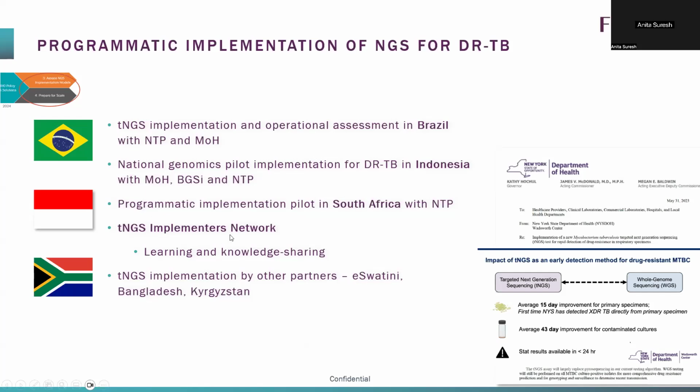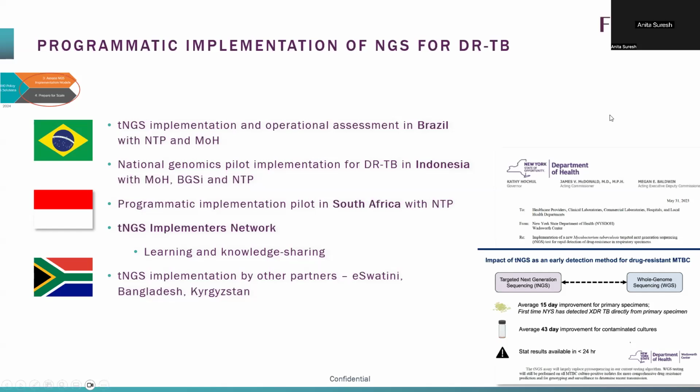We also have a larger implementers network focused on the TB work to essentially be able to share some of these learnings, because there's a number of countries either implementing or doing an implementation pilot and wanting to then run it programmatically. There's countries like Eswatini, Bangladesh, and Kyrgyzstan that actually have either informed or recommended policy for the use of sequencing for programmatic implementation. That is national policy, not just the WHO policy, but national policy, which is really great to see.